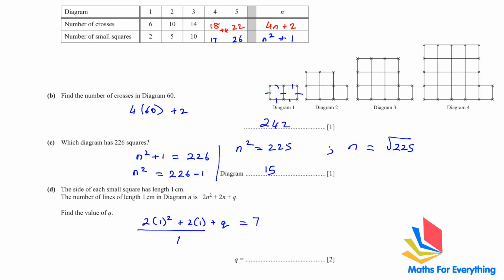This will give us 4. Bring the 4 to the other side. It will be a minus. So q is equal to 7 minus 4, 3. And we are done with this question.